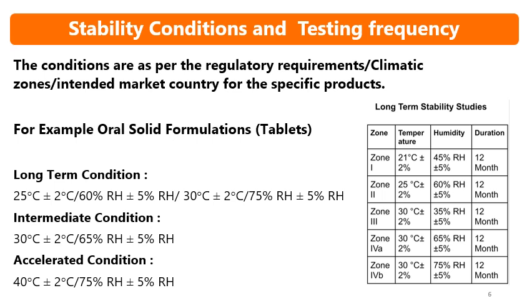Generally, the long term conditions are 25 degrees 60% RH and 30 degrees 75% RH. So in general these conditions are included, and if you consider the two long term conditions, like 25 degrees and 30 degrees, then you have to perform the stability study with four conditions: two long term conditions, one intermediate condition and one accelerated condition.